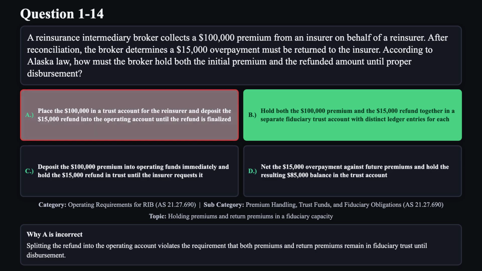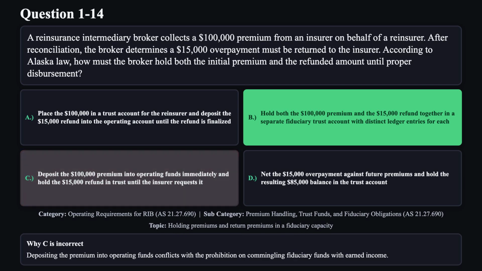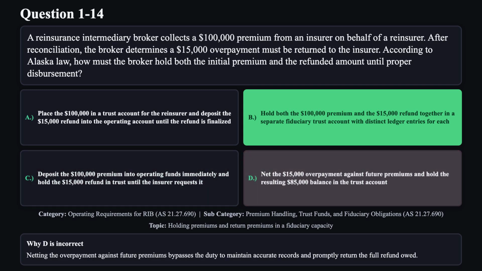Splitting the refund into the operating account violates the requirement that both premiums and return premiums remain in fiduciary trust until disbursement. Reason C is not correct. Depositing the premium into operating funds conflicts with the prohibition on commingling fiduciary funds with earned income. Reason D is not correct. Netting the overpayment against future premiums bypasses the duty to maintain accurate records and promptly return the full refund owed.